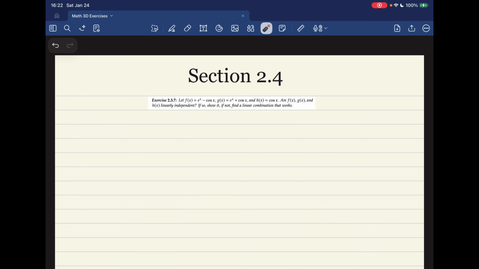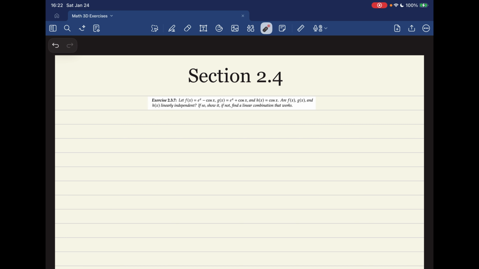Hello, in this video I'm going to be solving two exercises from section 2.4 of Jiří Lebel's notes on Diffy Qs. Both of these problems are on linear independence of functions, or dependence.